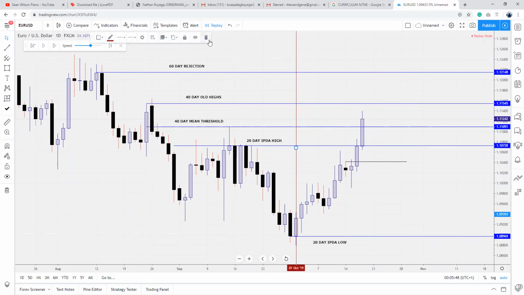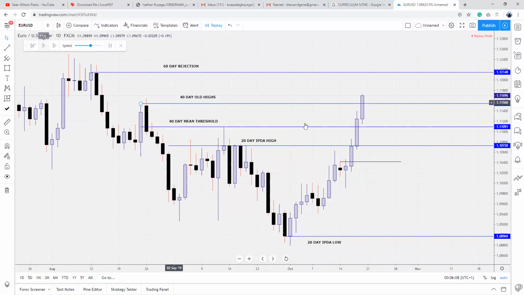So we're not going to consider this downside until price starts to show tendencies that it wants to take out this level. So for now, we're looking at all upside objectives. Okay, we're looking at all upside objectives in price. Let's see what price does if we can get to our next institutional reference point, 40-day old highs. All right, so now we've met the 40-day old highs. The next institutional reference point is a 60-day rejection block.